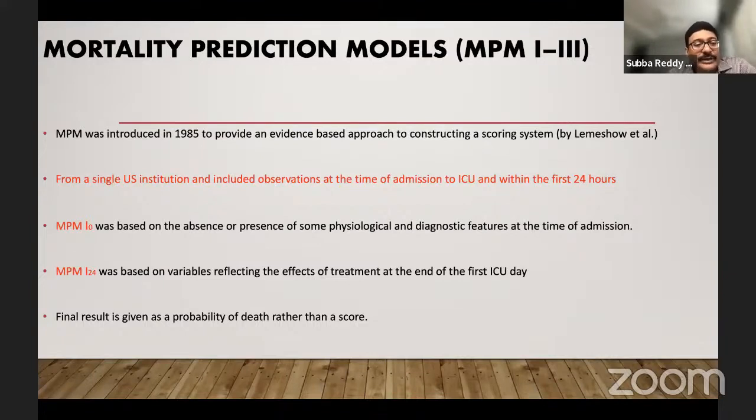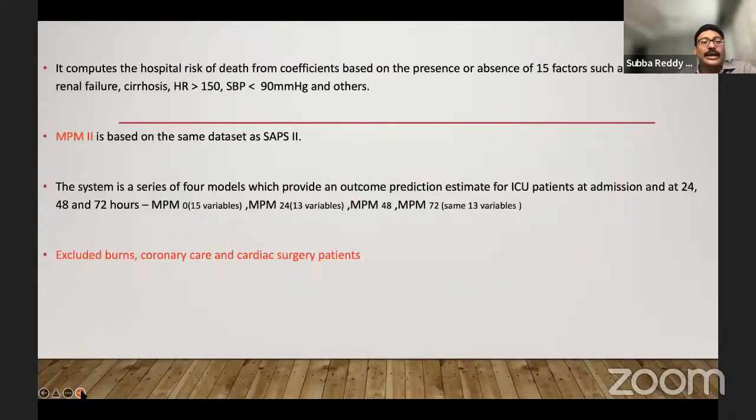So from a single US institution, it included observations at the time of admission to the ICU within the first 24 hours. They started with one ICU, and this is a repetitive score. They have taken the absence or presence of some physiological or diagnostic features at the time of admission, and again they have seen these variables after 24 hours in the first ICU day. The final result is given as a probability of death rather than a score. So this is mortality prediction, not outcome prediction. It won't predict your length of stay in ICU. It is only mortality prediction.